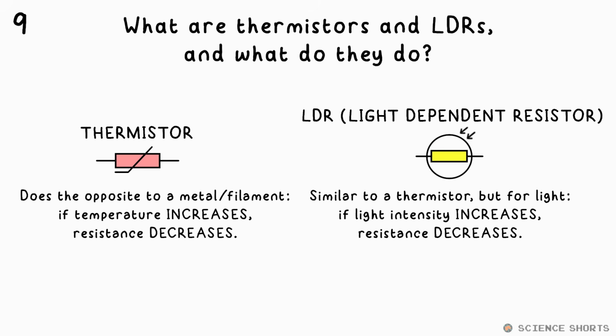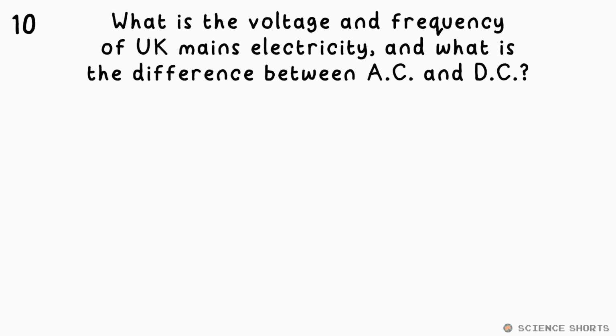An LDR is a light-dependent resistor. It works in a similar way to a thermistor, just that this time it's an increase in light intensity that causes the resistance to go down. Question 10. What is the voltage and frequency of UK mains electricity, and how is AC different to DC?